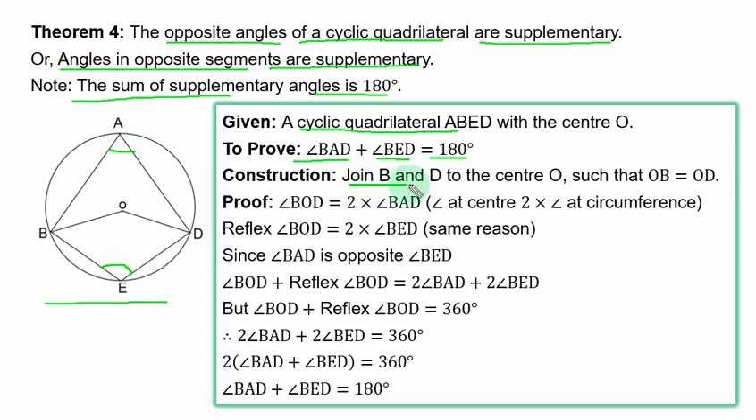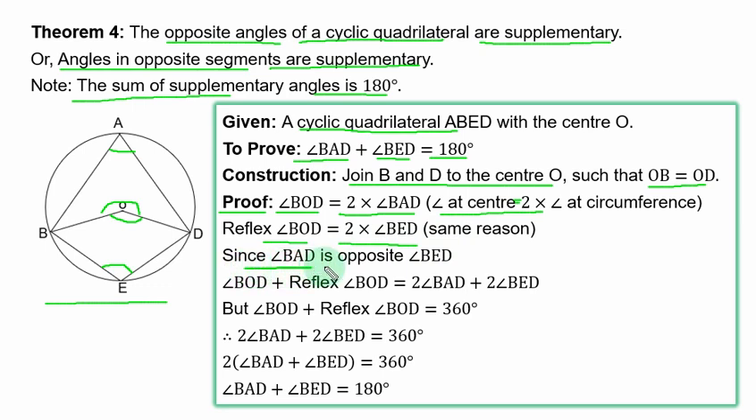Construction: join B and D to the center O such that OB is equal to OD, that is, equal radii. Proof: the procedures to be adopted. Now, the obtuse angle BOD, from Theorem 1, is equal to 2 times angle BAD. That is, angle at center is equal to 2 times angle at circumference. Also, the reflex angle BOD is equal to 2 times angle BED. Same reason, angle at center is equal to 2 times angle at circumference.